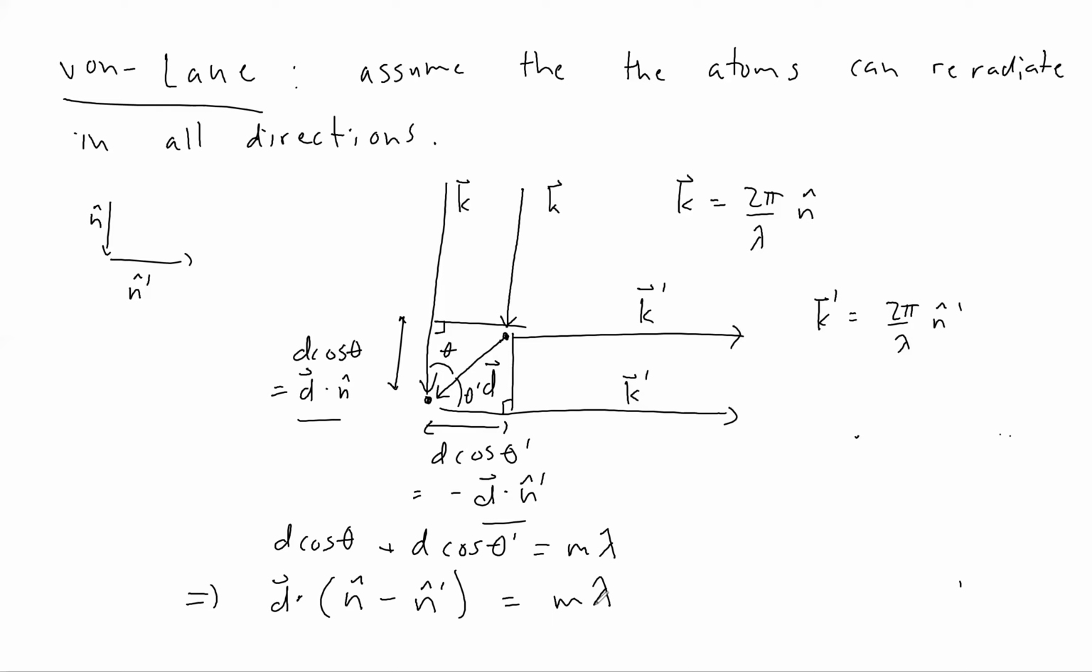Now let's multiply both sides of this equation by 2 pi over lambda, and we get d dot (k minus k prime) is equal to 2 pi times an integer m. Good? Just to recap, the condition for constructive interference is d dot (k minus k prime) is equal to 2 pi m. Now, in a real lattice, this vector d would be a member of the Bravais lattice itself.